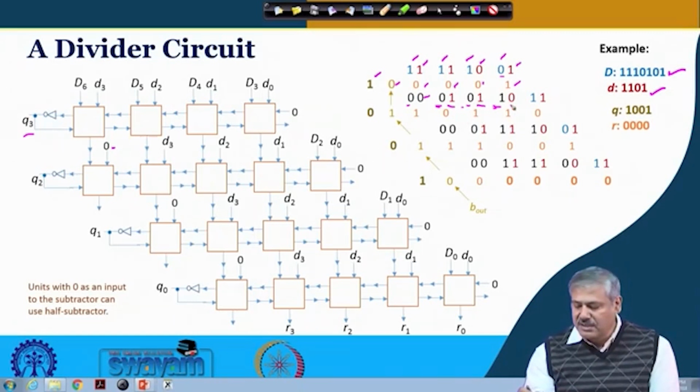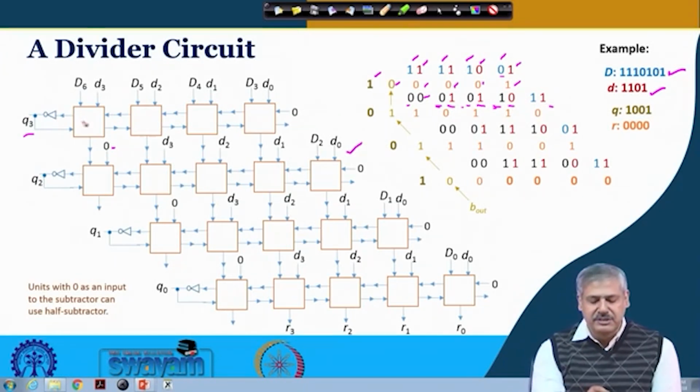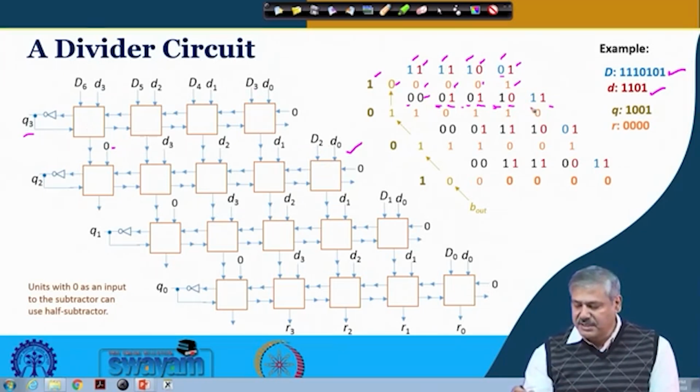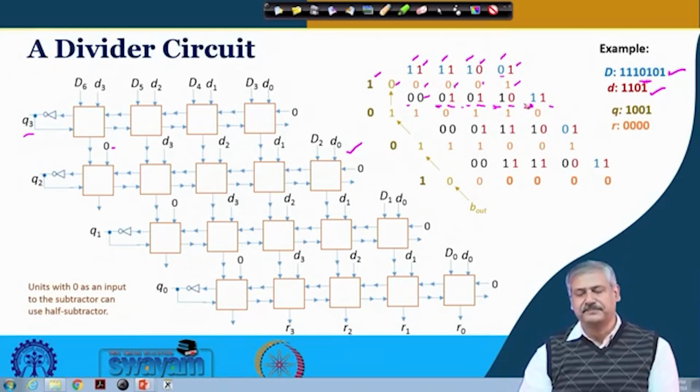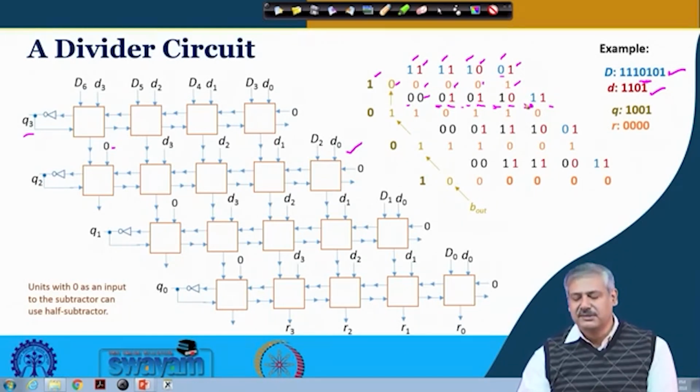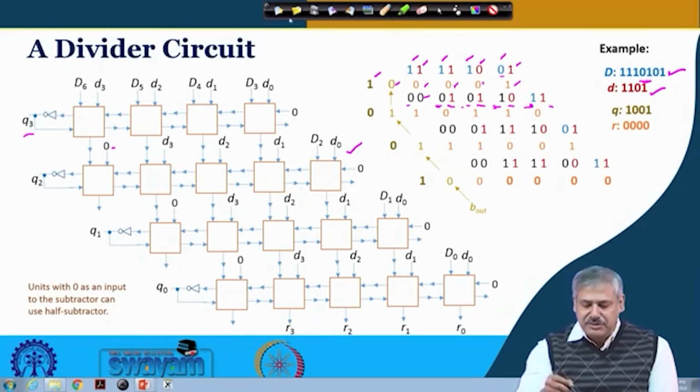So 1 1 0 1, and for this particular subtractor over here, D2 gets introduced, D6 to D3 was there, so D2 is getting introduced here. So this is in blue. D2 is 1 1 0, then it is 1, so this 1 is coming over here. Is it fine? So next you do what?